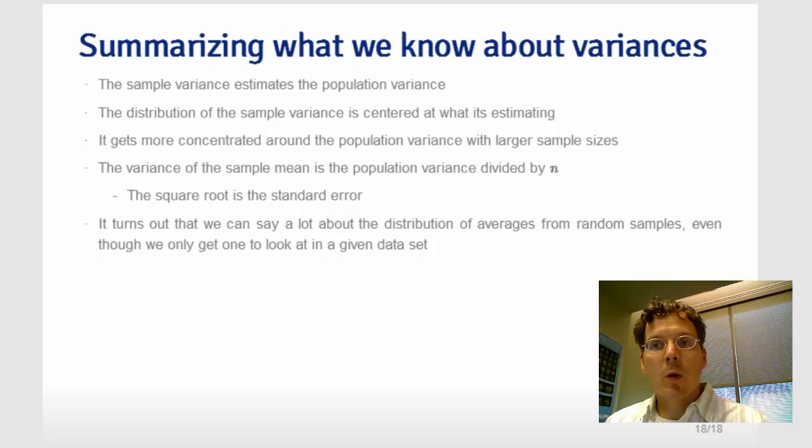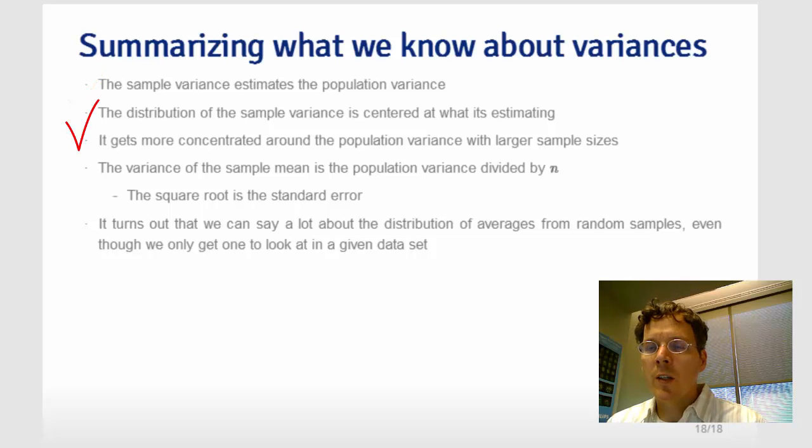So let's summarize what we know, because we covered a lot of somewhat complicated topics in this lecture. And I would say fundamentally what differentiates understanding statistics from not understanding statistics is understanding variability. So if I were to say what's the most important lecture, it might be this one. So let's summarize what we know. The sample variance is an estimate of the population variance. The distribution of the sample variance is centered at what it's estimating. This is a good thing. This means that it is unbiased.